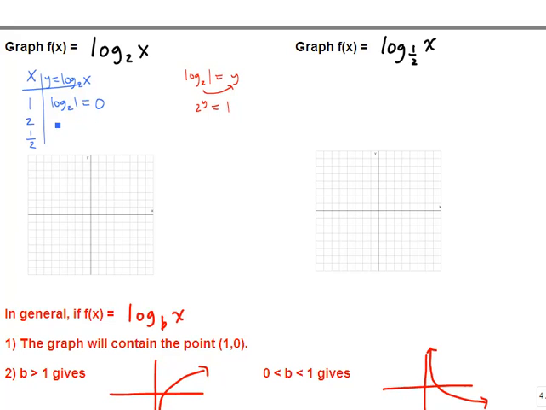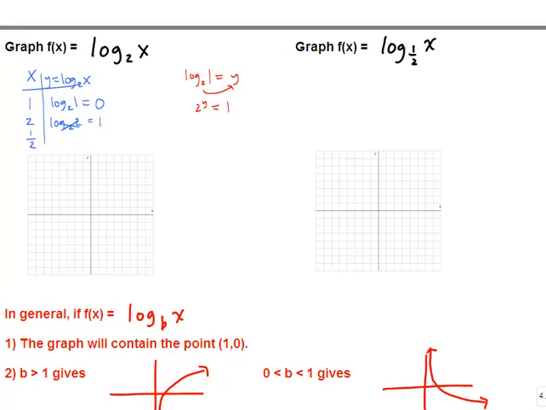Alright, so let's try x equals 2. Then this becomes log base 2 of 2. Well, there's your cancellation property. If your base and this number in your argument here match, then this cancels out and you get 1.